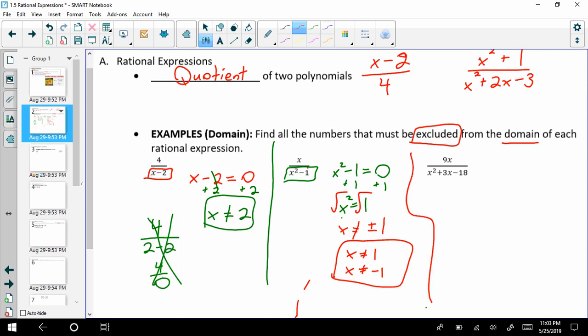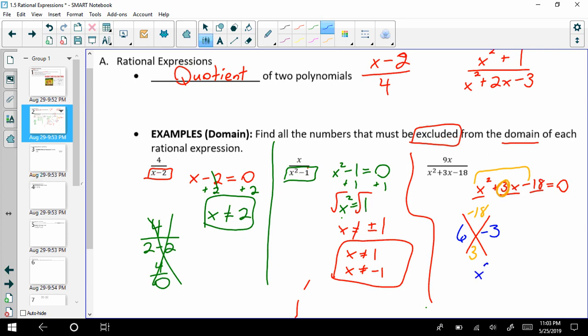Next one. Let's set the bottom equal to 0 and solve. Now this one's a little bit harder to spot. Notice there's 3 terms. What we just did last section when we had 3 terms, we factored it. So let's see if we can break this apart and see what it's made up of. I want to multiply 1 times negative 18, and I want to add to 3. So what 2 numbers multiply to negative 18 but add to 3? Should be a positive 6 and a negative 3.